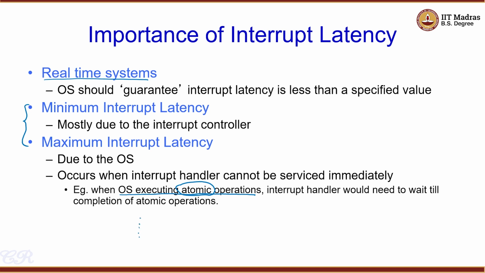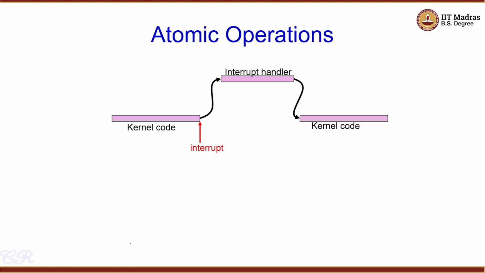If I have, let us say, a set of instructions, say I1 to I10, we call them atomic if either all these 10 instructions execute at one stretch or none of them execute. It cannot be possible for a few instructions to be executed, then an interrupt occurs, and then at a later time we have the rest of the instructions to execute. Let us look at why we need such atomic operations.